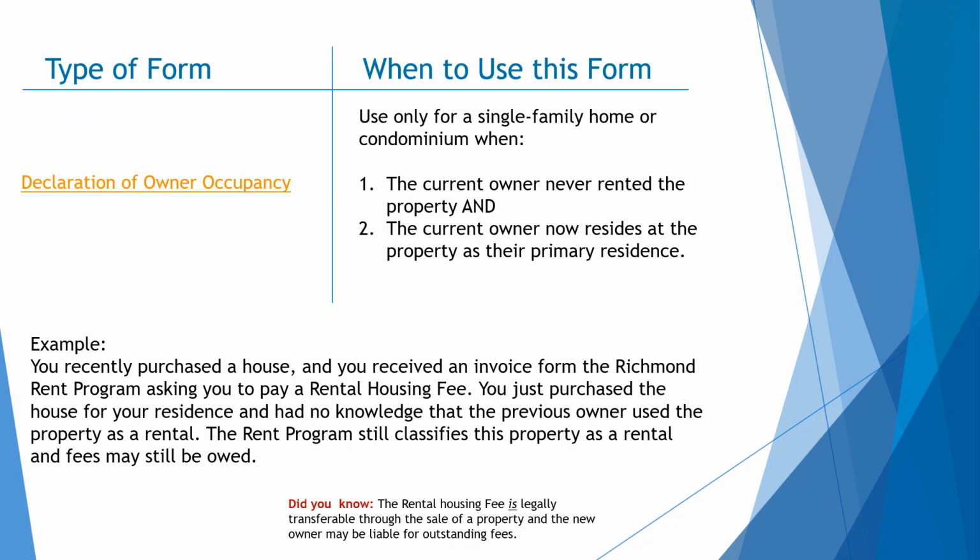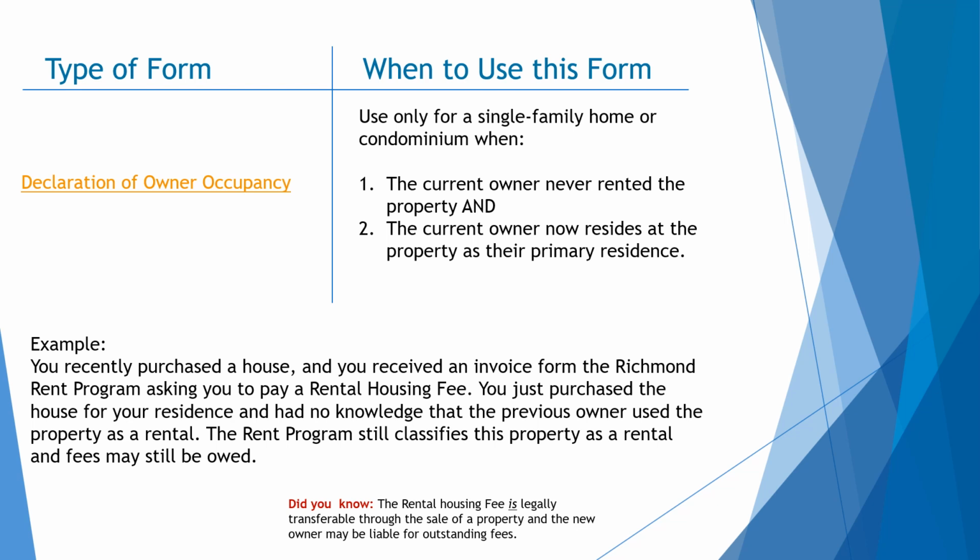The first form is called the Declaration of Owner Occupancy. This form can only be applied to single-family homes or condominiums. This form should be used if the current owner has never rented the property and when the current owner resides at the property as their primary residence.